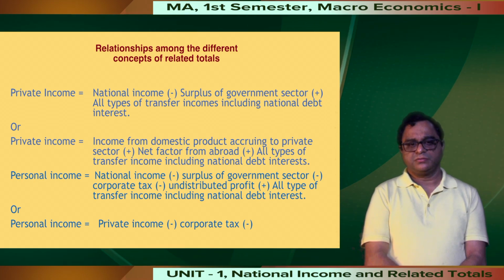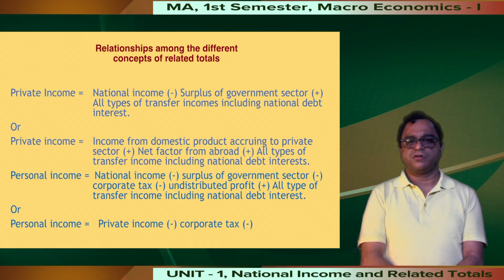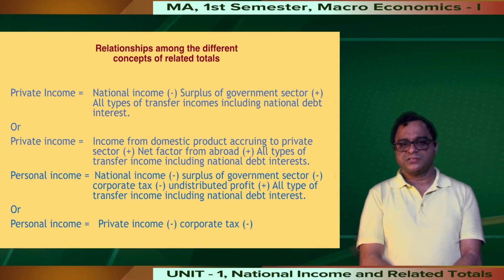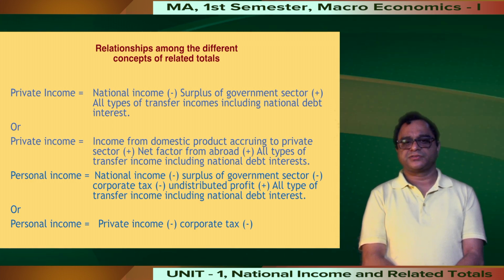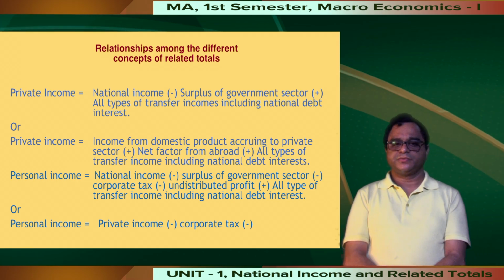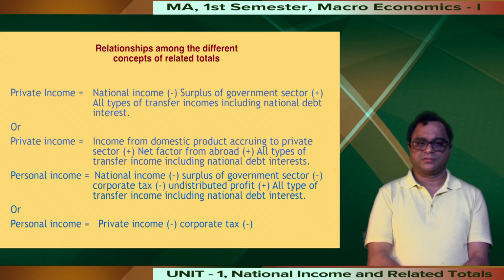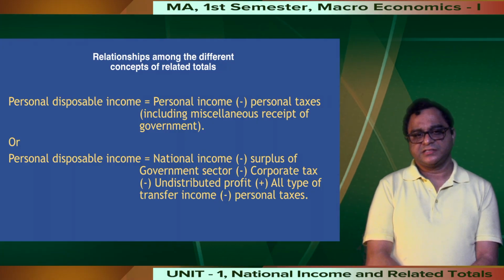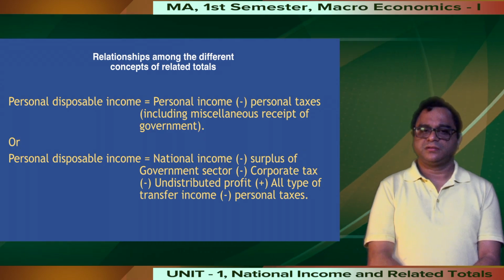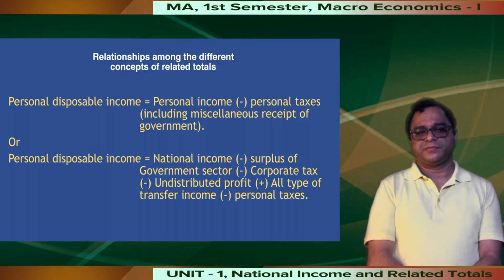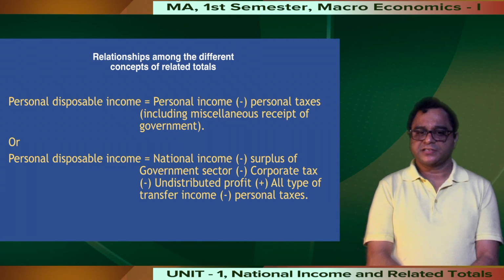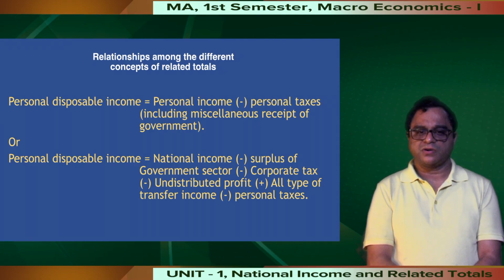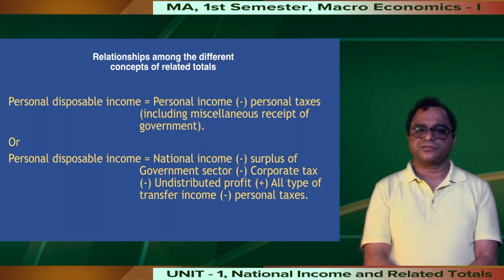And personal income is equal to national income minus surplus of government sector minus corporate tax minus undistributed profit plus all types of transfer income including national debt interest. Or personal income can also be shown as private income minus corporate tax. Personal disposable income is shown as personal income minus personal taxes including miscellaneous receipt of government. Or personal disposable income can also be derived from national income minus surplus of government sector minus corporate tax minus undistributed profit plus all types of transfer income minus personal taxes.